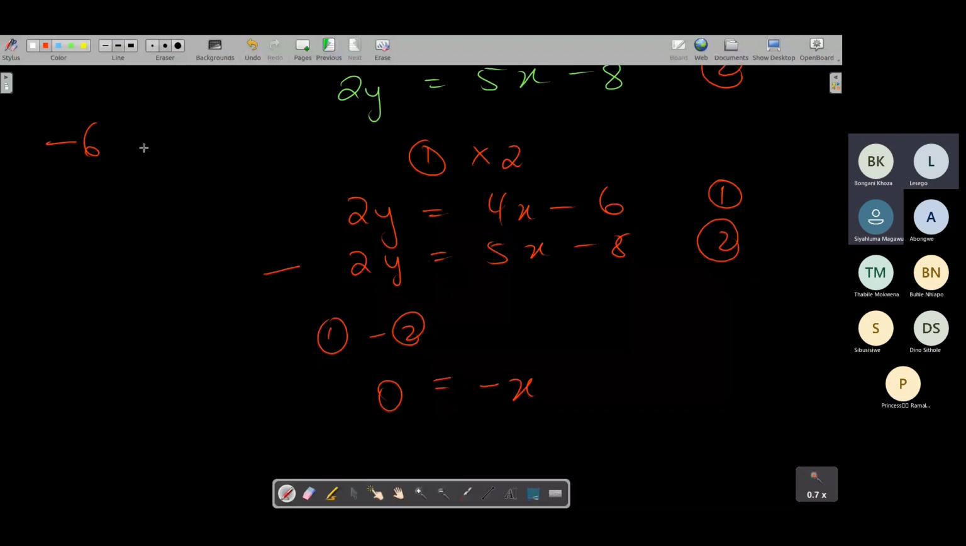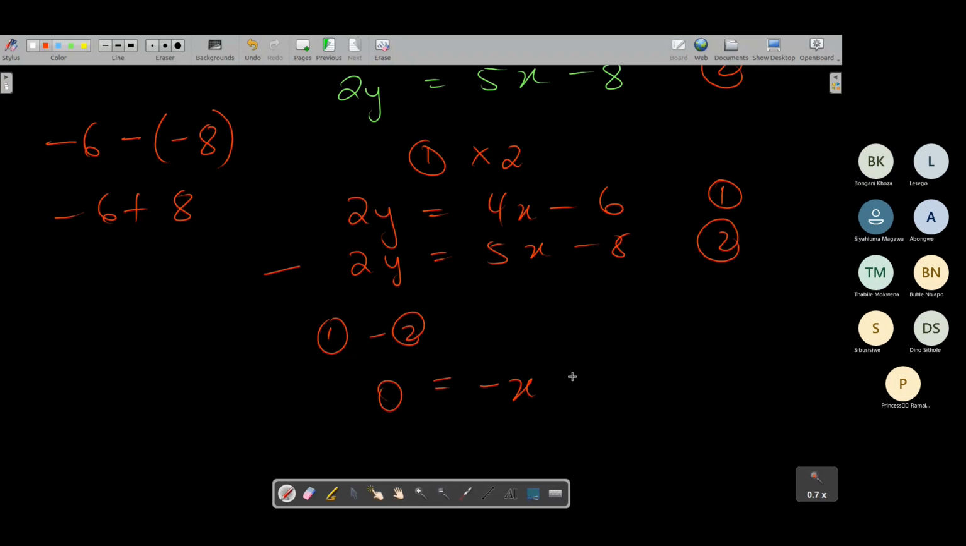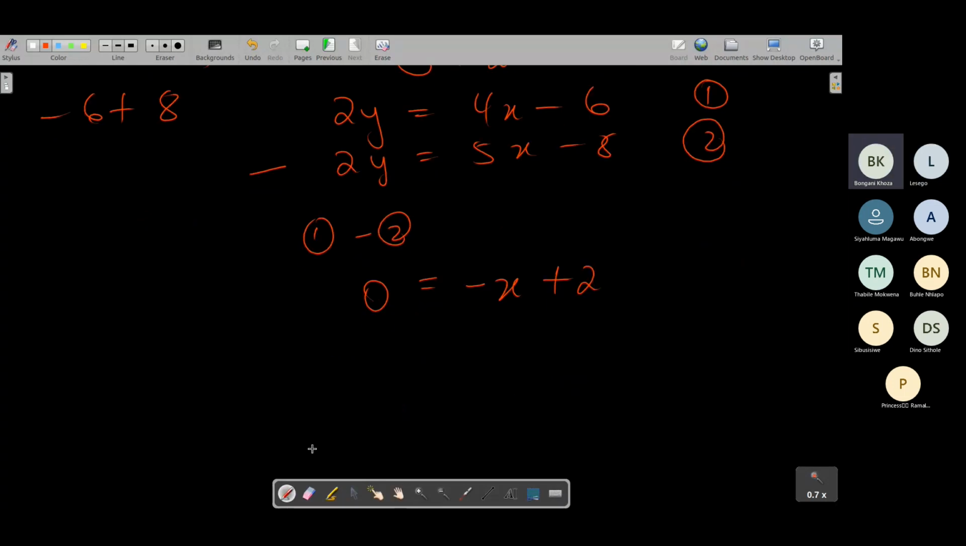You're having minus 6, negative 14, minus 8, like that. You're getting this is a plus. Negative 14 cannot be a negative 14. There was a 2 somewhere. 2, like that. Right. So now this is what you have. You're having 0 is equal to negative x plus 2. So you can take the x to the other side. You can have this as your x value. So your x value is 2.